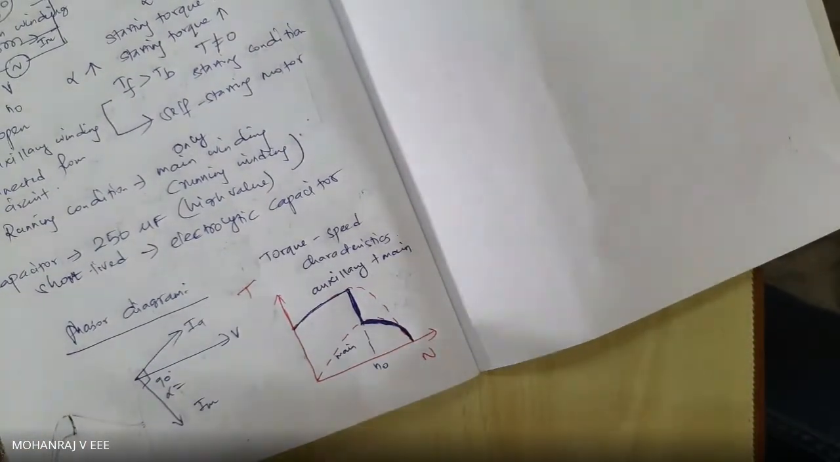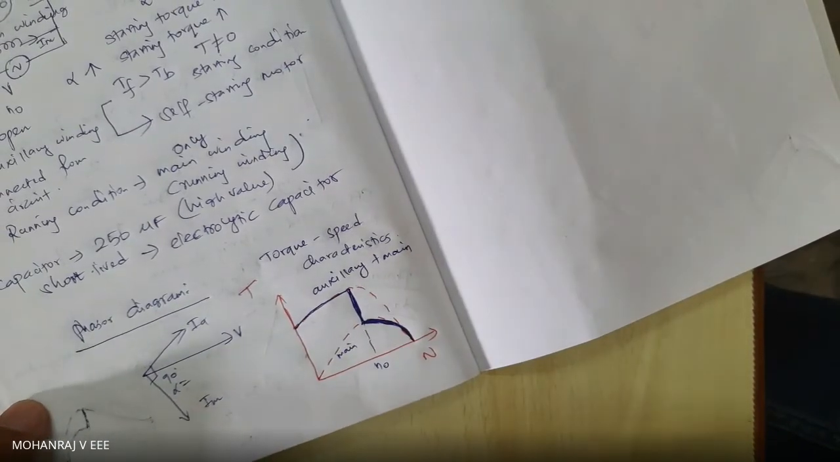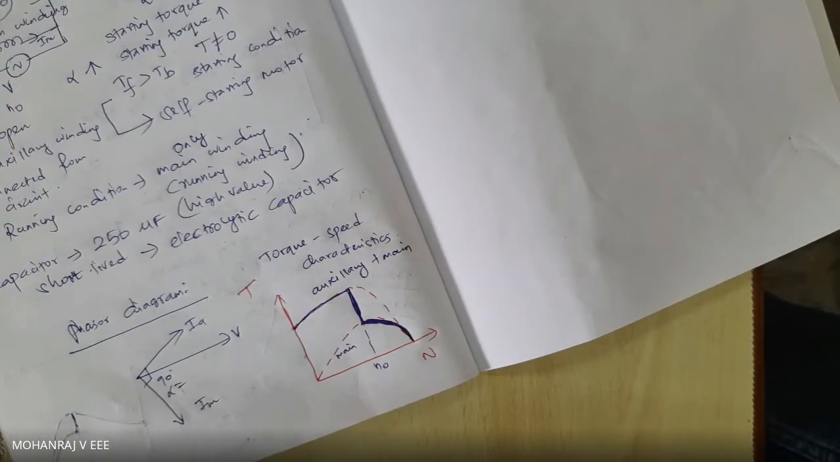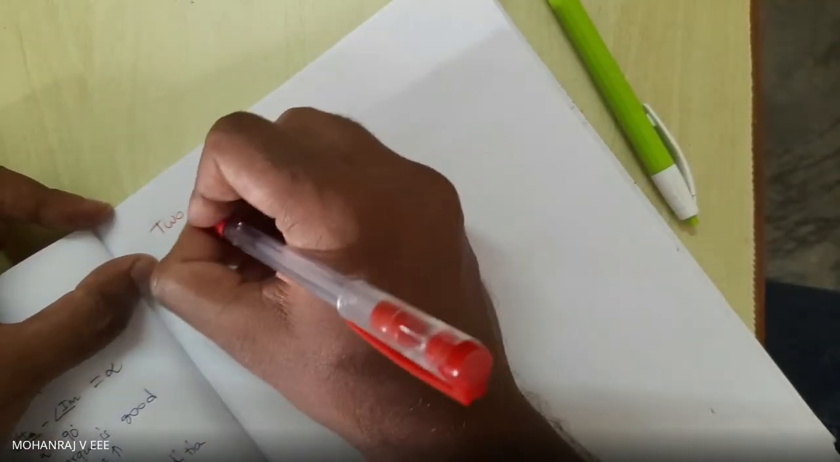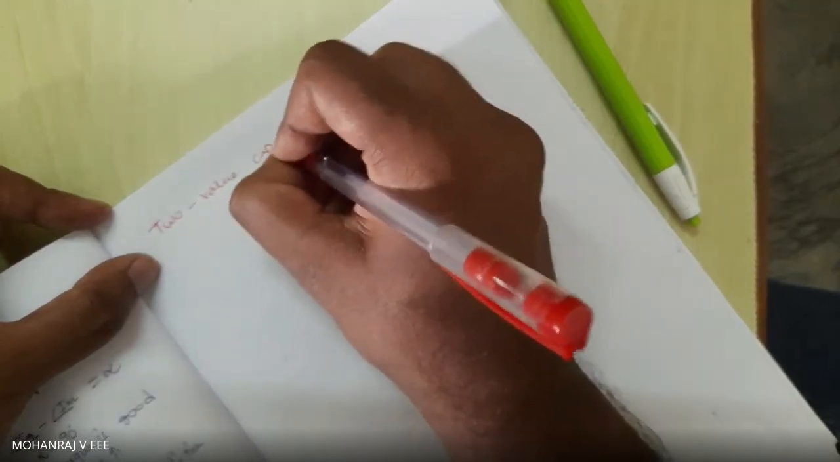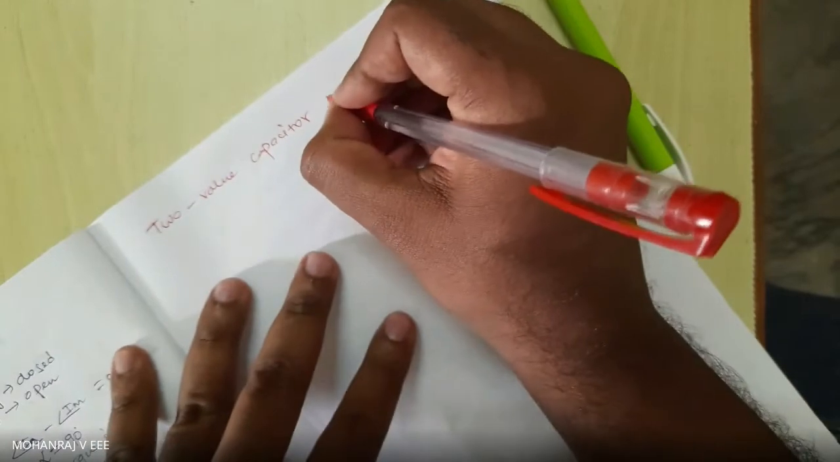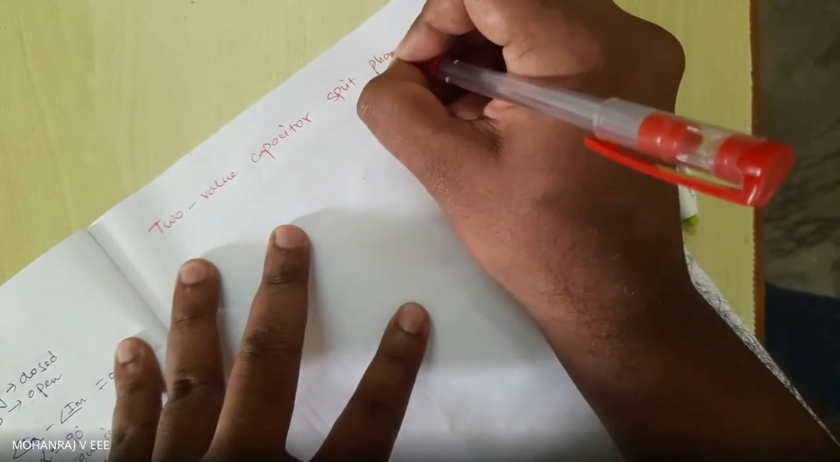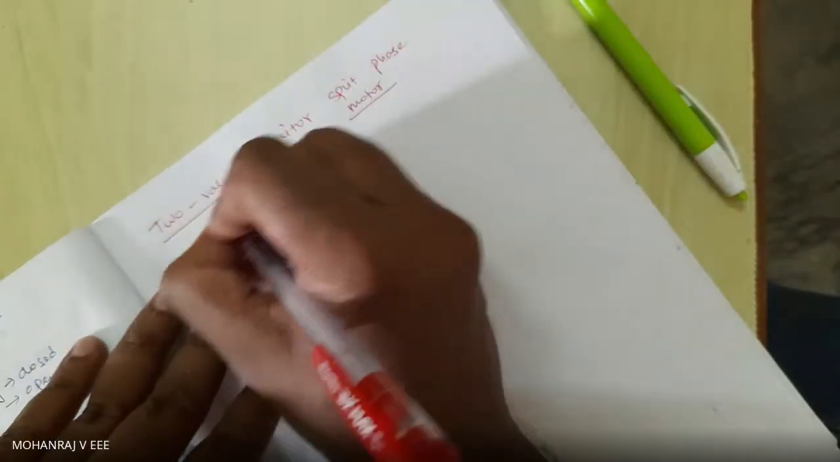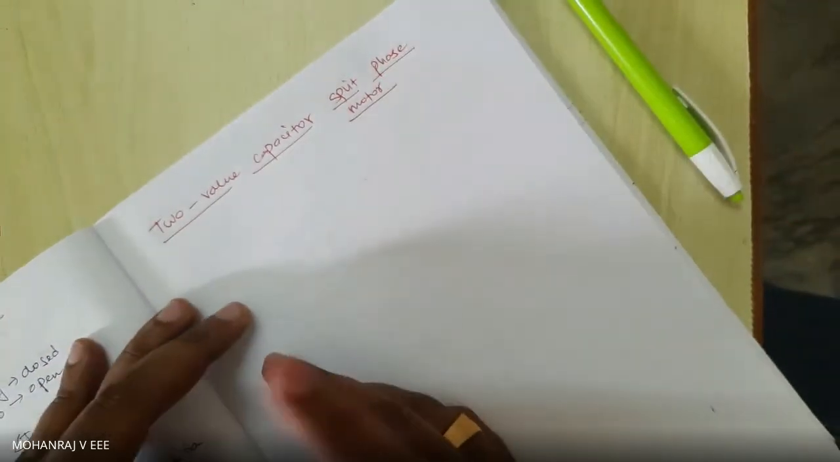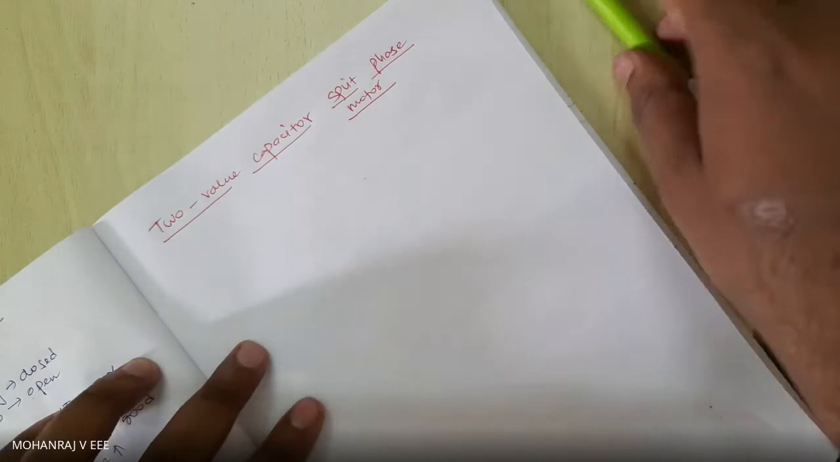Right. Now we will discuss the next type. Our next type is the two value capacitor split phase motor. Now let us discuss the schematic diagram.